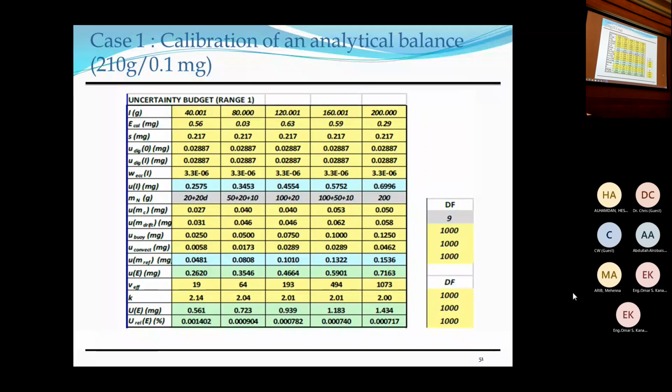Note that the effective degrees of freedom are calculated. So you see for low values of mass, there's only 19 effective degrees of freedom. For larger values of mass, there's 1,073. So this K value is pretty much equal to 2, whereas this is 2.14. So this has to be multiplied by this in order to get an expanded uncertainty with a coverage probability of 95%.